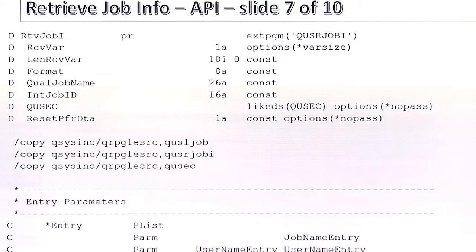Okay. And then the retrieve the job info. This is a powerful API because it has multiple formats, which I'll talk about a little bit here in a minute. But as you can see, I'm inputting the job name, the username. I'm returning back the username, the job number, and the run status if they don't send some of that information.